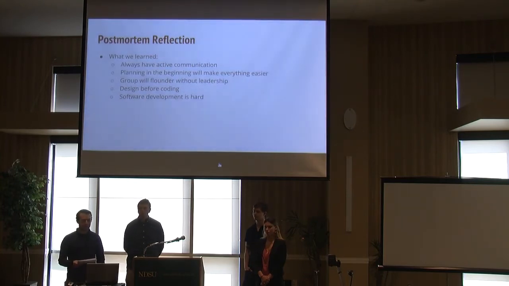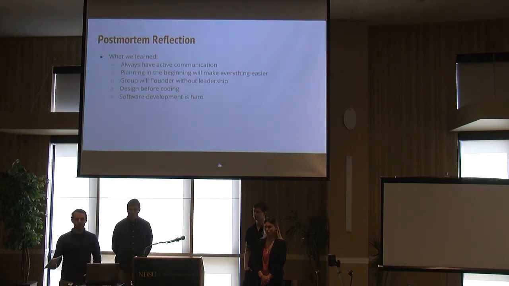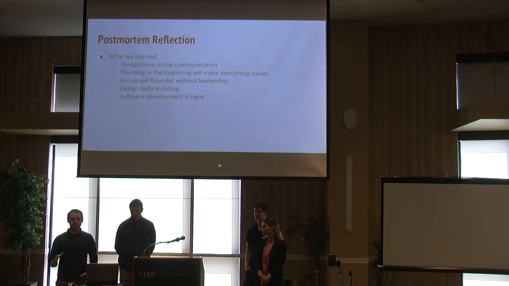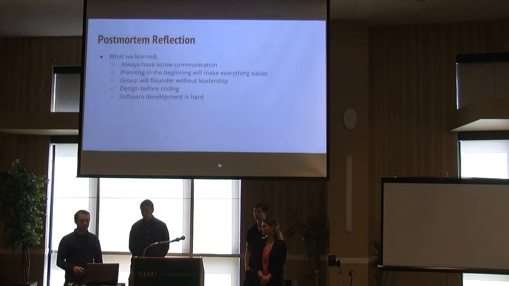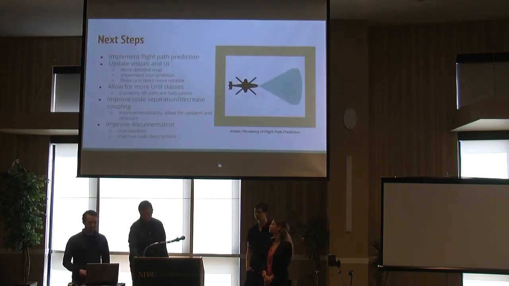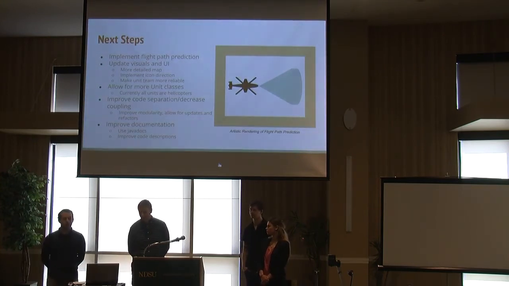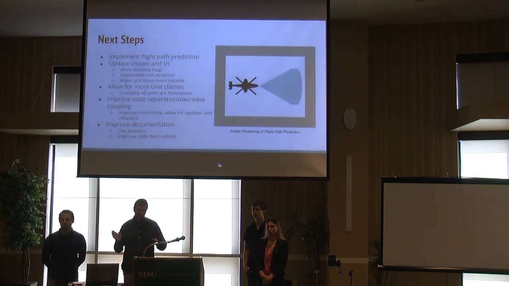And then, software development is hard, so doing those things that we could have done would have made the whole thing easier and progress faster. So some of our next steps, we would have liked to implement path prediction, and we had a couple ideas about how to do that, like taking the slope and just adding a cone out in front.